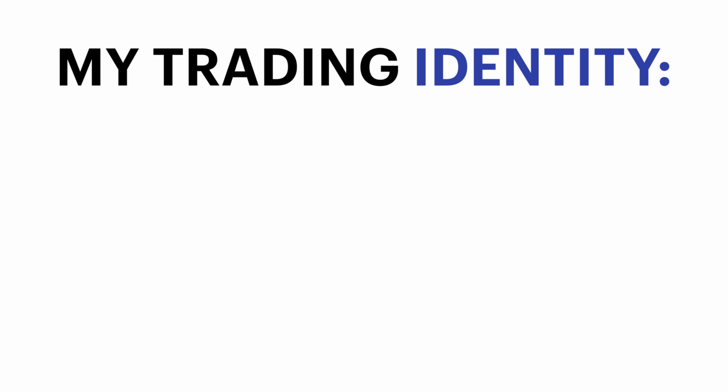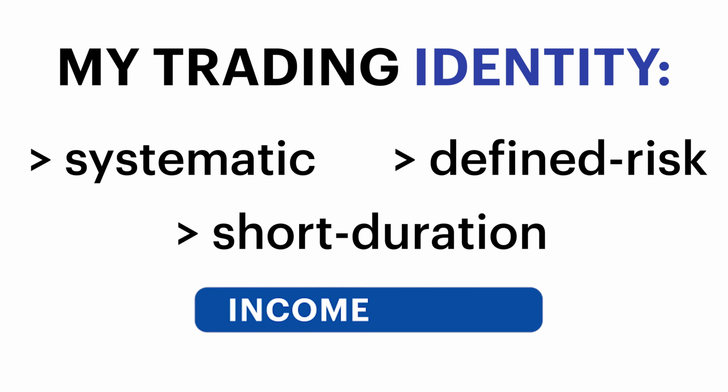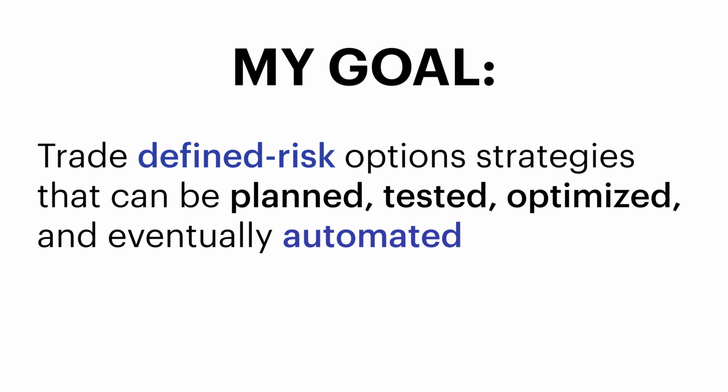For this challenge, my trading identity is pretty specific. I want to be a systematic, defined risk, short duration income trader. That means I'm not trying to predict every market move, and I'm not trying to swing for home runs. I'm definitely not trying to manually hunt for random trades all day. My goal is to trade defined risk option strategies that can be planned, tested, optimized, and then eventually automated. And that identity gives me direction.